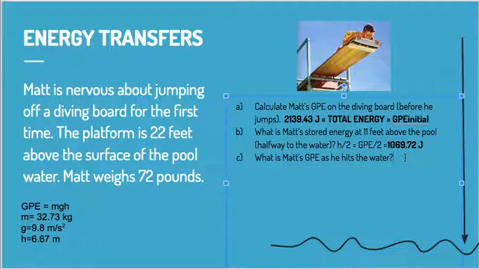And then right as he hits the water, because height is 0, we're essentially plugging 0 into this mass times gravity times height equation. Anything times 0 would give us 0. So we have 0 joules of GPE if the height is 0. No stored energy because there's no height. So this confirms that the gravitational potential energy of Matt is decreasing. So let's keep going.